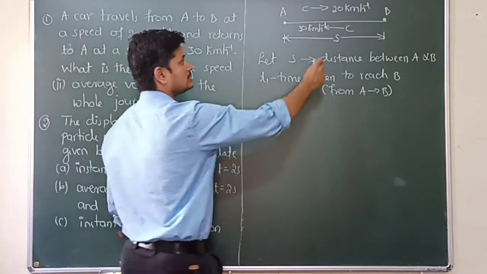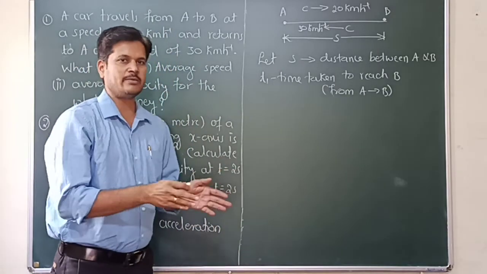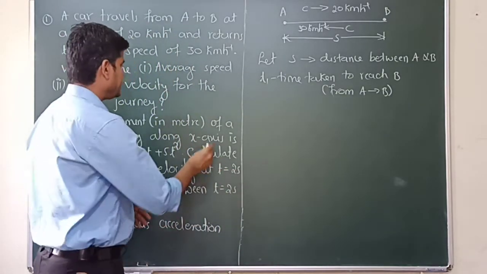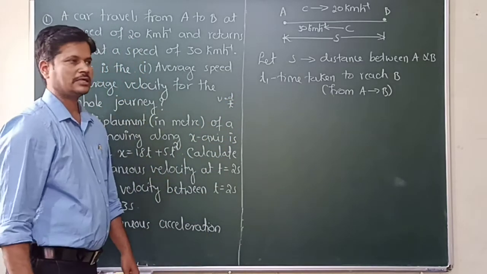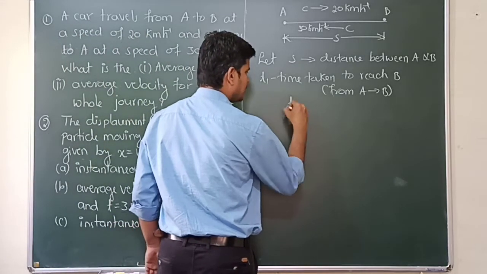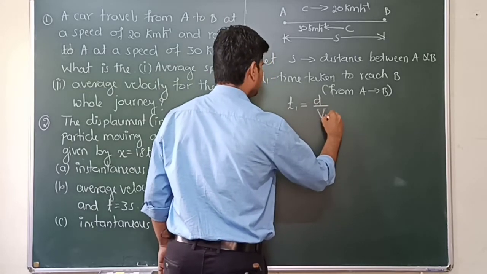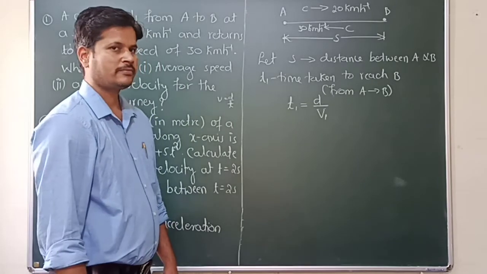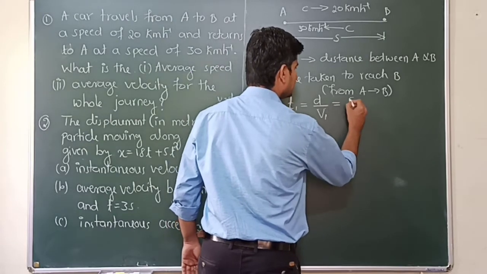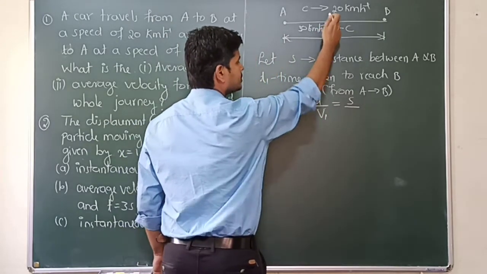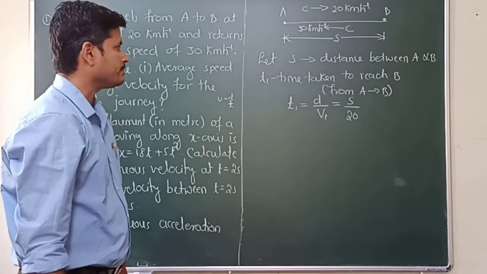Correct. Now we know the velocity V1 is equal to distance divided by time taken. Then what is the time taken? Time taken is equal to distance divided by velocity V1. Is it correct? Note down this. The distance is S, and V1, the velocity, is 20 kilometer per hour.